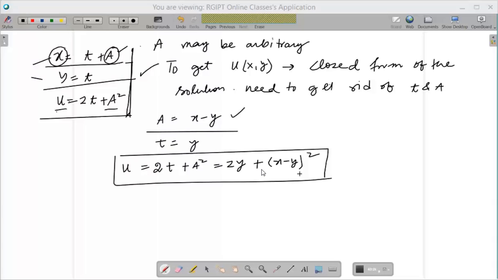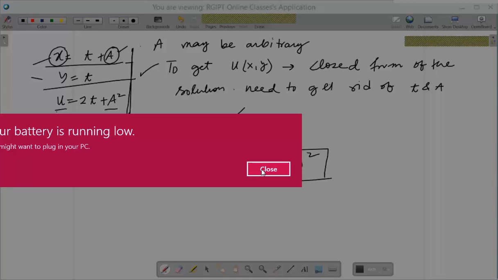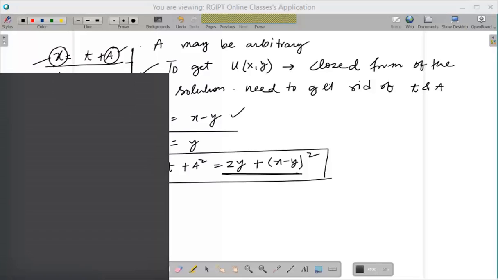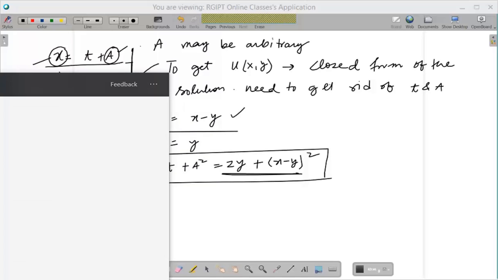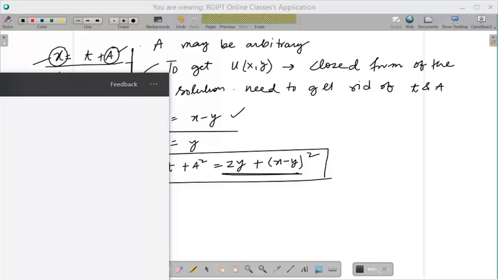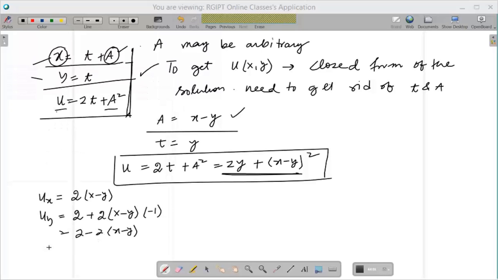This is your closed form solution, and this would be your actual function, u as a function of x and y, that would follow your differential equation. You can check that. Let's see what is ux. Always check. ux is going to be equal to 2 times (x minus y), and uy will be equal to 2 plus 2 times (x minus y) into minus 1, that is 2 minus 2(x minus y). So ux plus uy is going to be equal to 2.